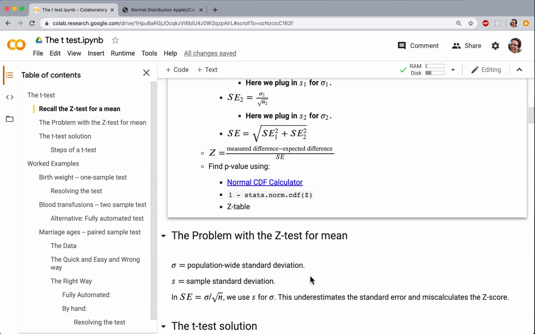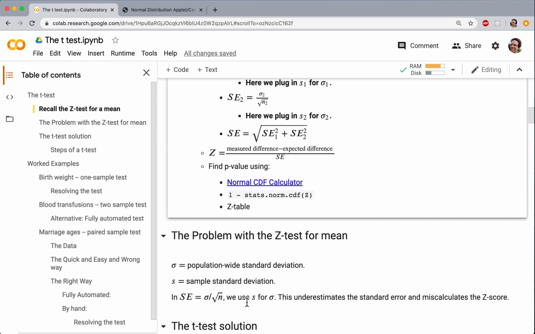In theory, we should, but it's impossible to do so because from a simple sample, without having a census of the entire population, you can't possibly know the true value of the population-wide standard deviation. So we can't possibly plug in the right value for sigma. s is the next best thing. But nevertheless, the substitution of s for sigma in this formula gives us a systematic underestimation. We underestimate the standard error and therefore tend to miscalculate the z-score.